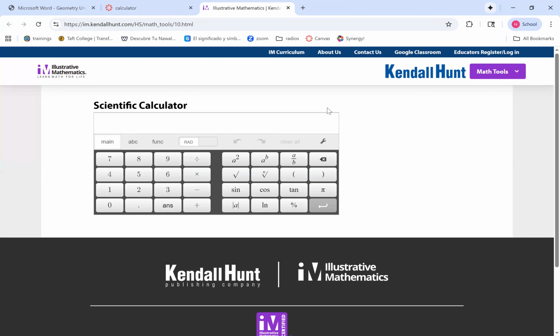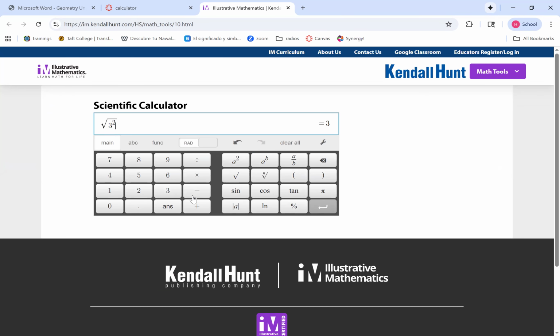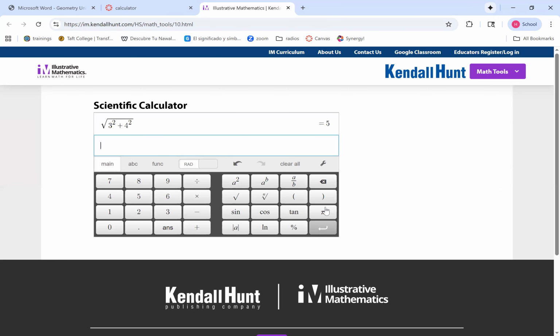And there, so I'm literally gonna, from this square roots, because I'm doing square root, I'm gonna use this first one. And remember I said 3 squared plus 4 squared? So I'm really gonna go 3 squared plus 4 squared. And then I press enter. And it tells me it's 5.